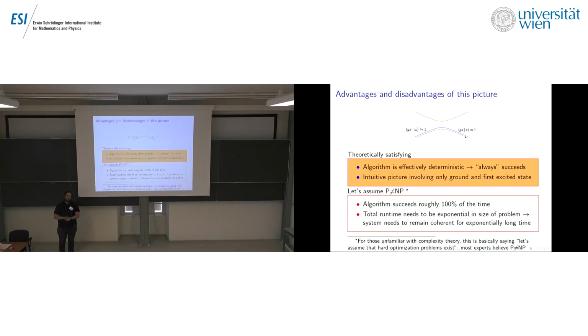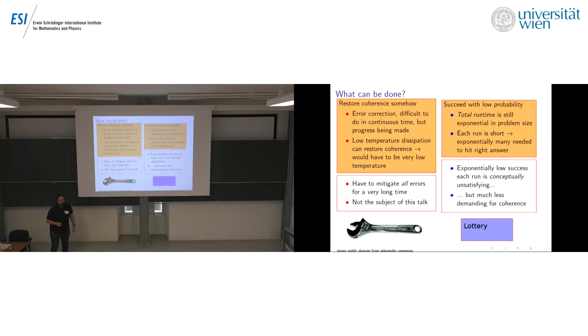But let's think about this a bit more, in particular in terms of actually doing something practical on a real machine. And let's assume that P not equal NP. So let's assume effectively that hard optimization problems exist. Pretty standard assumption, but let's make that. If you're going to succeed roughly 100% of the time, you're going to need your total runtime to be exponential, and you're going to need to remain coherent for that long, which experimentally is maybe not very appealing. Maybe you could imagine some kind of error correction in continuous time.